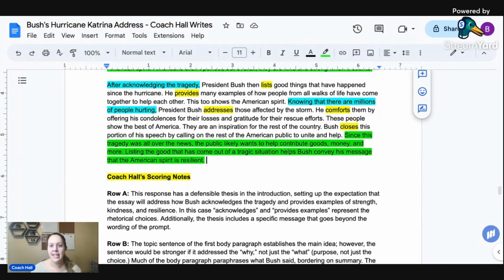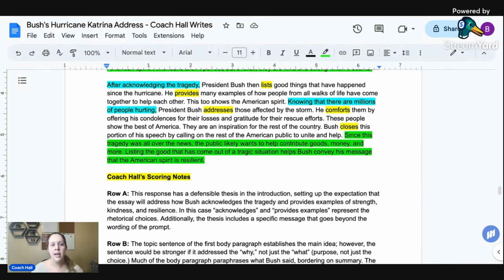And that's something that I see a lot in essays that tend to score on the lower half of row B, evidence and commentary. Sometimes we try to tackle too much too quickly. And this is a perfect example of that. So we see addresses, comforts, closes. So we're shifting again. This to me is a paragraph that has good ideas, but the execution's not very strong. There is some commentary at the end, though. We got a kind of like a laundry list of what he does in this speech, but now we have a little bit of commentary.